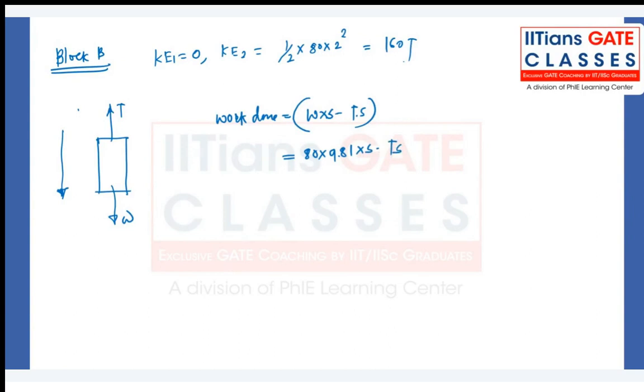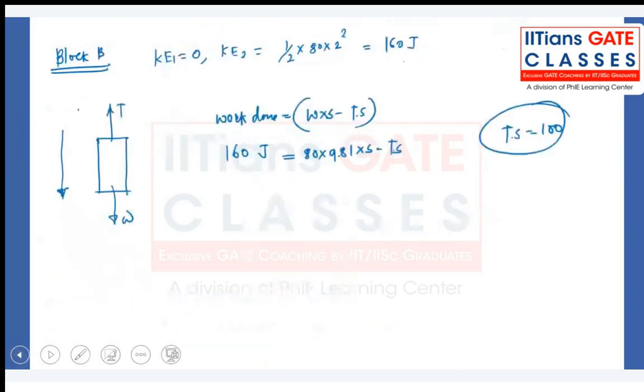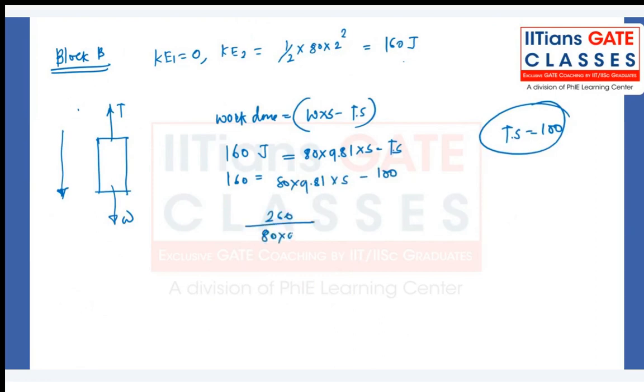And so work done is equal to change in kinetic energy. I would say it as 160 joules, which is equal to 80 into 9.81 into S minus T S. From the previous equation, what was T S? T times S is equal to 100, right? You can use that and put it here. So 160 is equal to 80 into 9.81 into S minus 100. So 260 divided by 80 into 9.81 will give you the value of S.